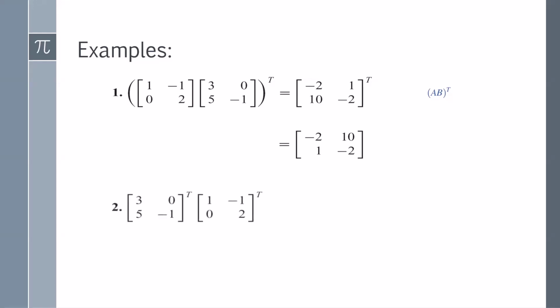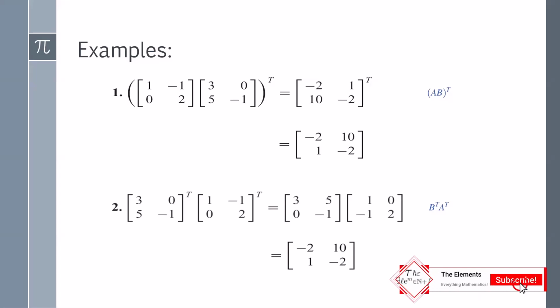Now, if instead we reversed the order and took the transposes first, we would end up with the product of 3, 5, 0, negative 1 times 1, 0, negative 1, 2. And if we multiply those together, we get 3 times 1 plus 5 times negative 1, or negative 2, etc. So negative 2, 10, 1, negative 2. This example shows us that the transpose of AB is equal to B transpose A transpose.